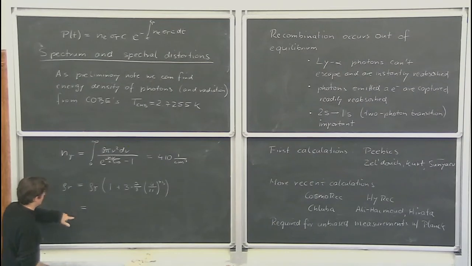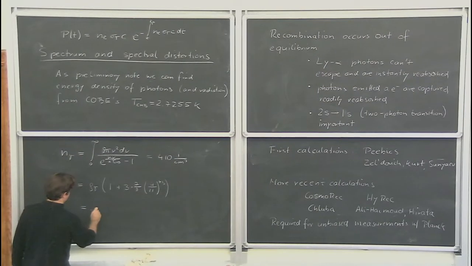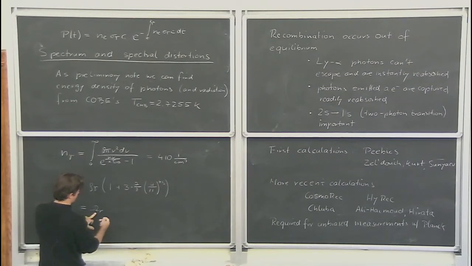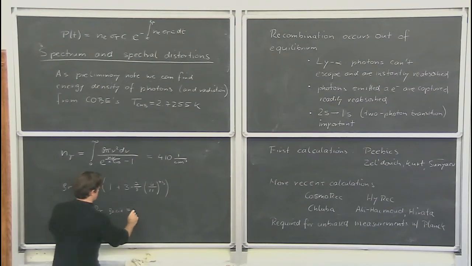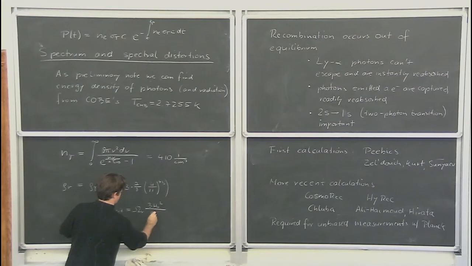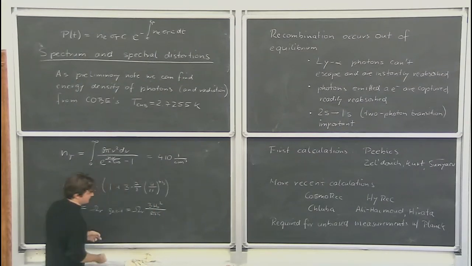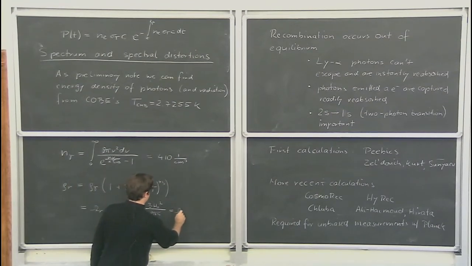And usually the way we're writing it, the way we did it before, is we were always saying that this is omega radiation times the critical energy density, so we can write it like this. And then the critical energy density, we also said, is 3H0 squared over 8 pi G. By now, the Hubble parameter is reasonably well known, but usually this is written as omega radiation h squared, just to absorb our lack of knowledge of H0.